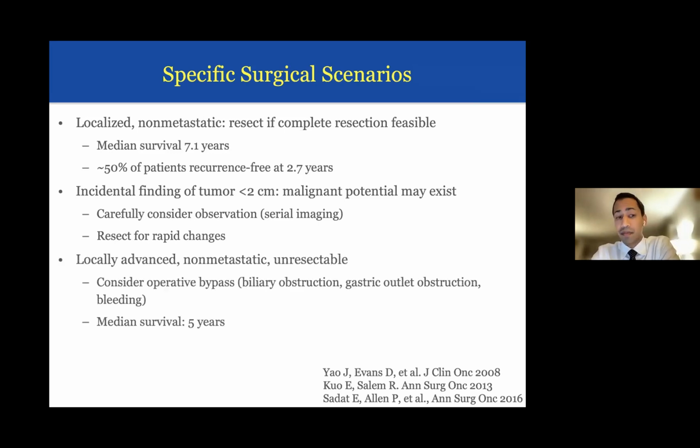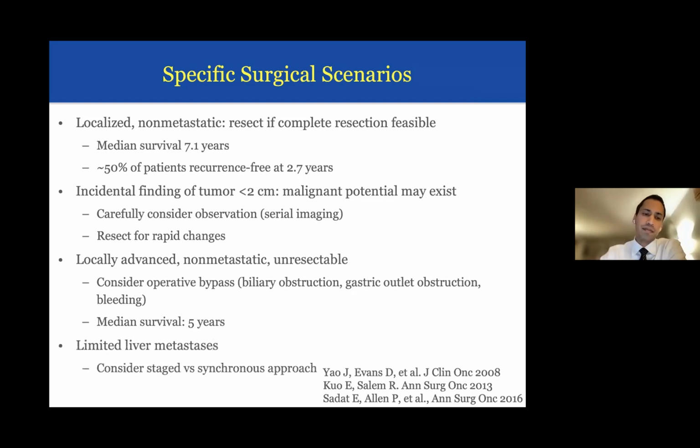Another scenario that sometimes comes up is a locally advanced, non-metastatic, unresectable patient. In that kind of scenario, sometimes we consider palliative surgery with some of the options listed here. And then limited liver metastases. We're going to talk in the last third of this talk a little bit more about metastatic disease, and in some patients with limited liver metastases, we'll use a synchronous approach where the primary tumor is addressed and the liver tumor is addressed, or we consider surgery in a staged fashion.